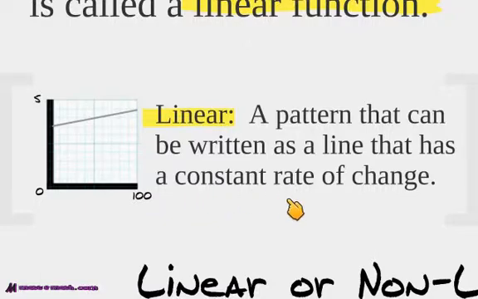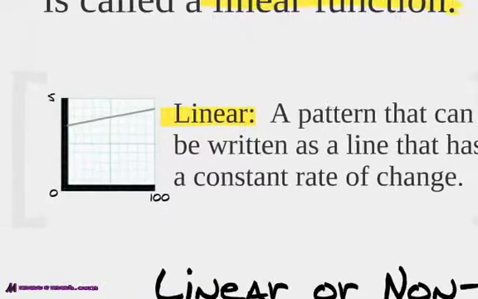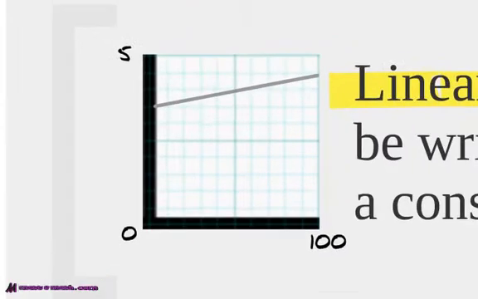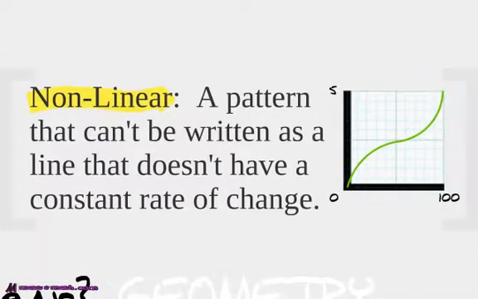Constant rate means it has a slope, and it is written as a line. When we graph it, it looks like a line right there. So here it is. There's no curve about it. It's straight. It forms a line. It's a linear function.